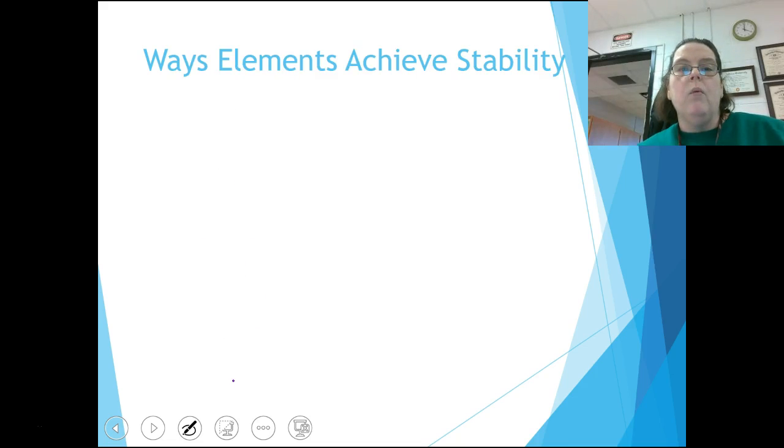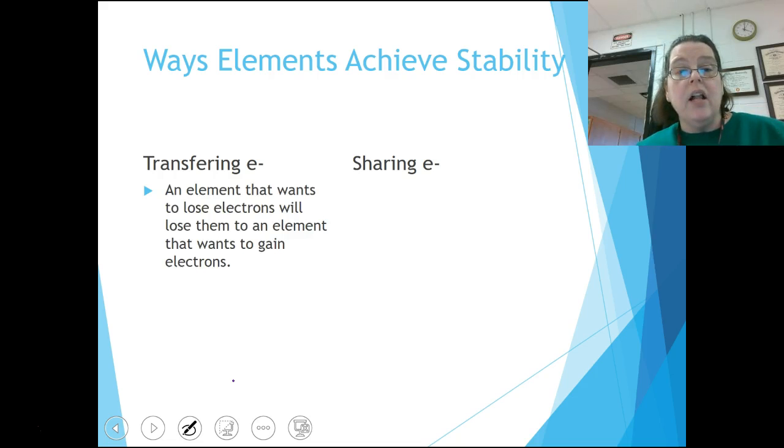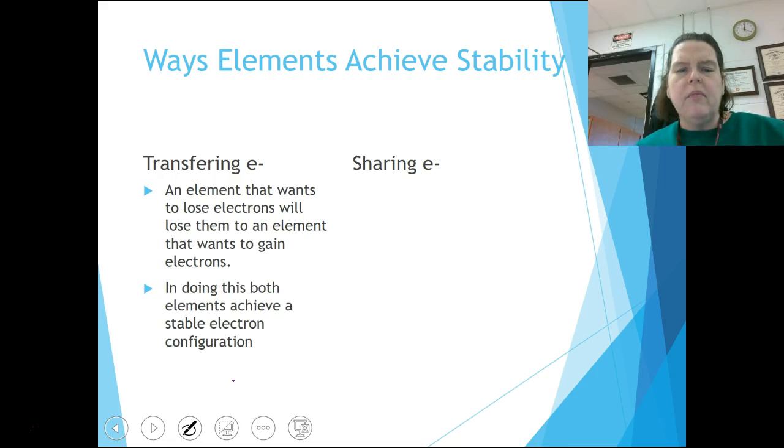Okay, ways elements achieve stability. So there are 2 ways. 1, they can transfer electrons. 2, they can share electrons. An element that wants to lose electrons will lose them to an element that wants to gain electrons. So that's what we're talking about with transfer of electrons. These elements want to either lose or gain electrons, and they will come together and make sure that they lose and gain equal amounts of electrons. In doing this, both elements achieve a stable electron configuration or an octet.